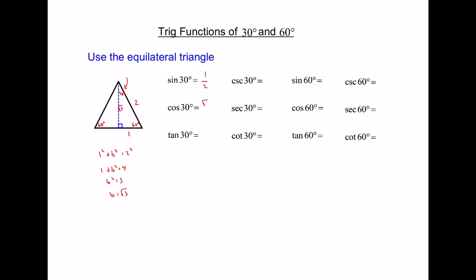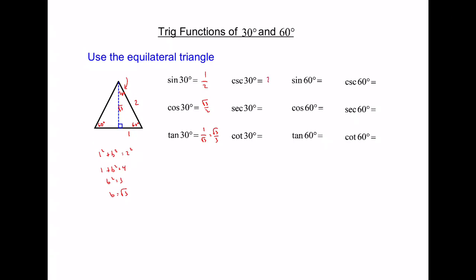Cosine is adjacent over hypotenuse, square root of 3 over 2. And tangent of 30 is going to be opposite over adjacent, which is 1 over the square root of 3 or square root of 3 over 3.